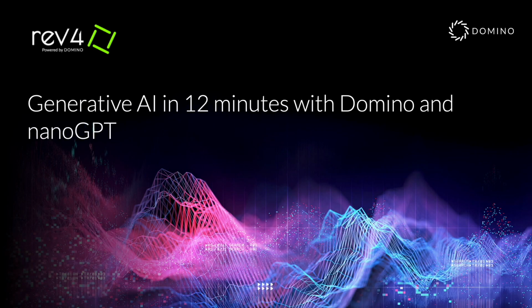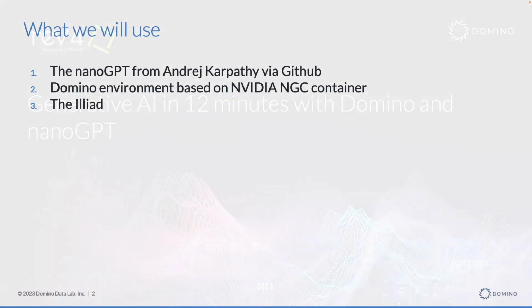Let's see how we can create a generative AI model in 12 minutes with Domino Data Lab and NanoGPT. You will need access to GitHub. You will need to be able to configure an environment based on NVIDIA's NGC. And we will also use the Iliad as our custom content for content generation with NanoGPT.